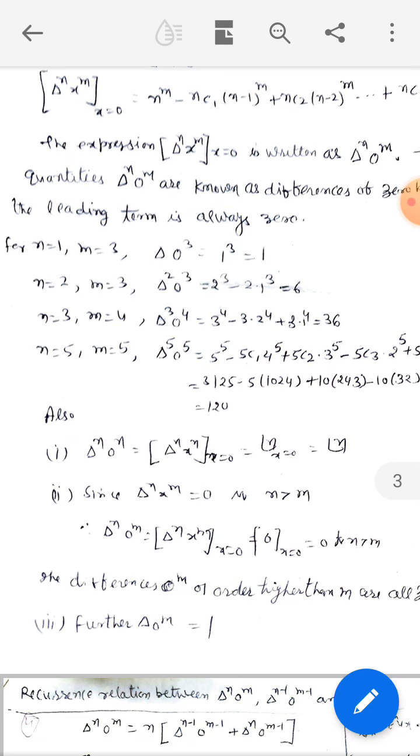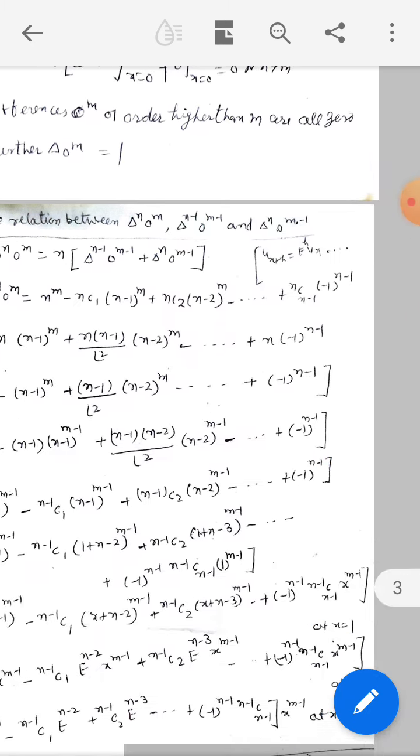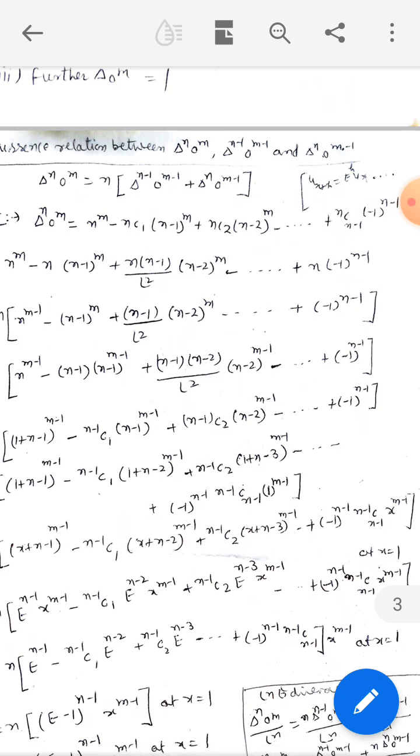Now we define the recurrence relation: the relation between the n-th difference of 0, the (n minus 1)-th difference of 0 to the power m minus 1, and the n-th difference of 0 to the power m minus 1.